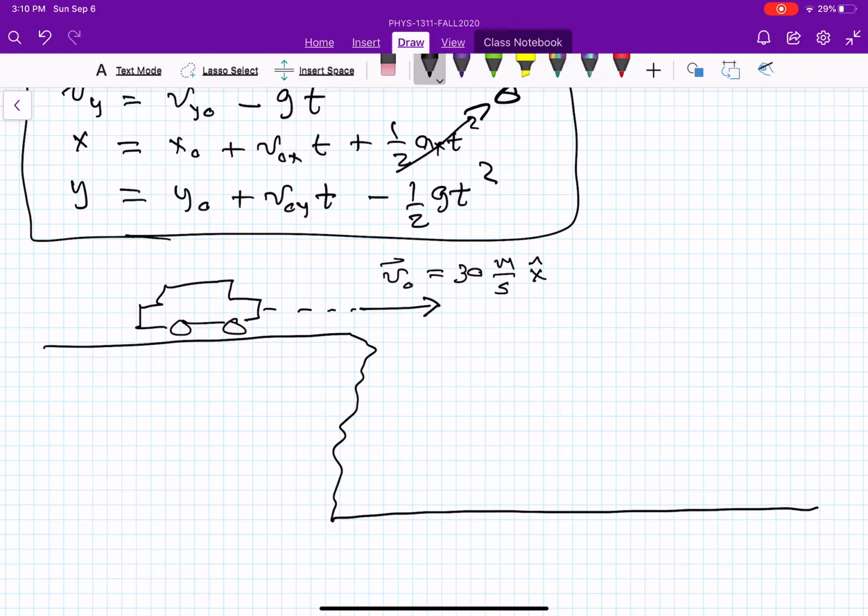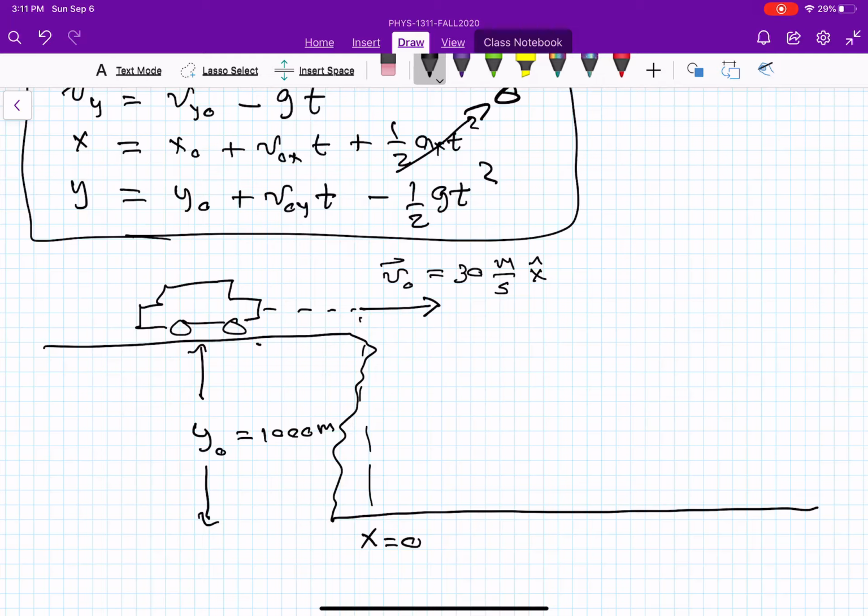So we'll put a vector sign over that velocity vector. And we'll say that the cliff has a height, y0, that's going to be their initial height, of 1,000 meters. Okay, so we'll assume this is 1,000 meters. Okay, so that's the initial height that they start at. And I'll also assume that the edge of the cliff here is at x equals 0. Okay, so this point here is at x equals 0.